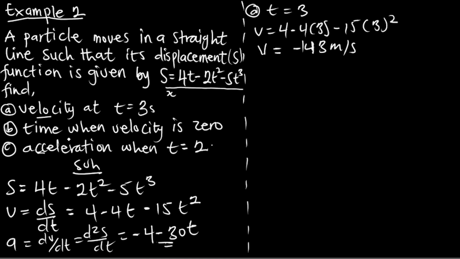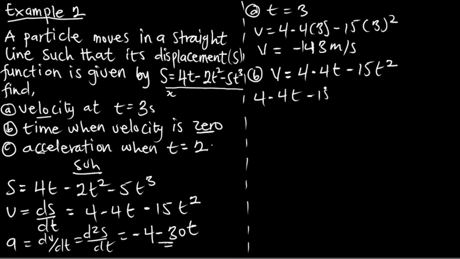And B, the time when the velocity is 0. So we are now to determine the time when the velocity is 0. But do we know the velocity equation? Yes, this is it: 4 minus 4t minus 15t squared. So we are to find the time when v is 0. So we say 4 minus 4t minus 15t squared should be equal to 0. This is a quadratic equation, right? So we can find the time.